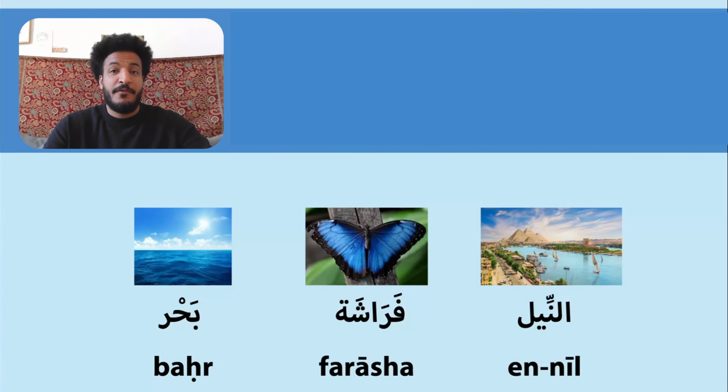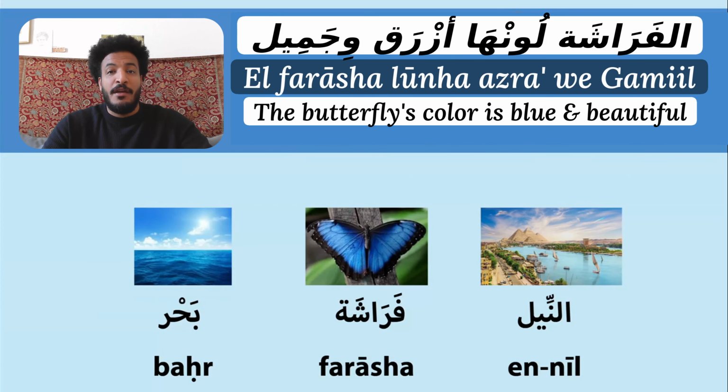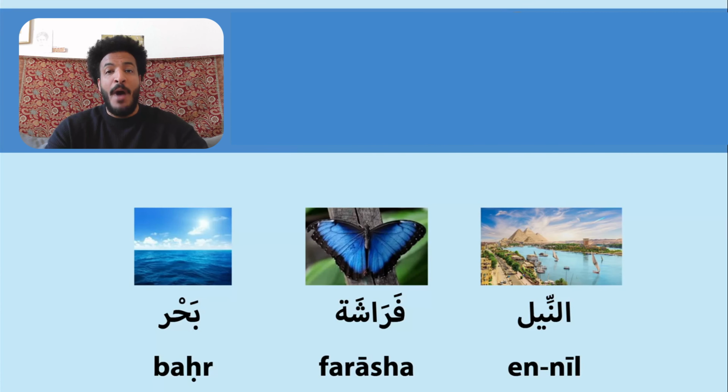The next word we have here for the color blue is فراشة. To make a sentence for فراشة, butterfly, we would say الفراشة لونها أزرق وجميل. The butterfly, its color is blue and beautiful. And the next one we have here for the color blue is بحر.